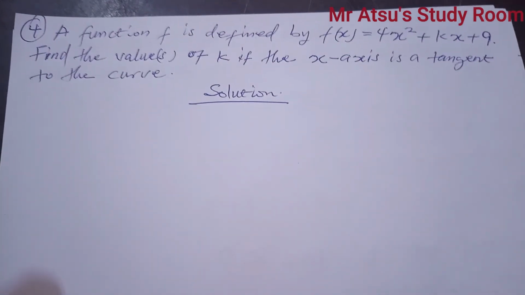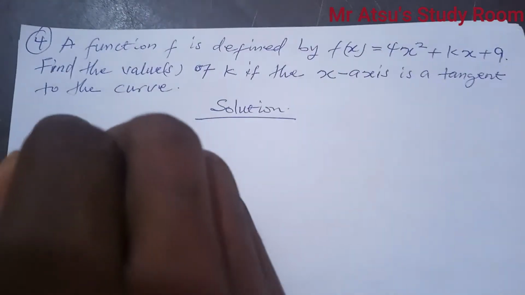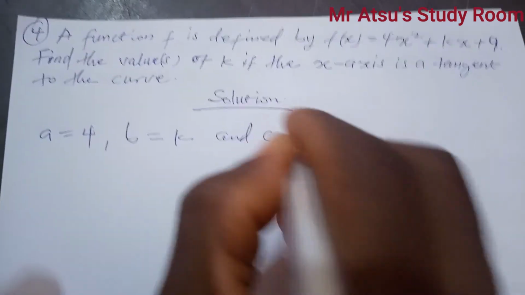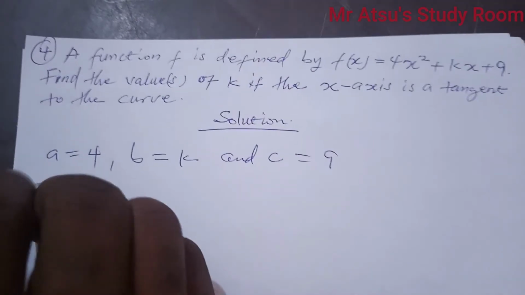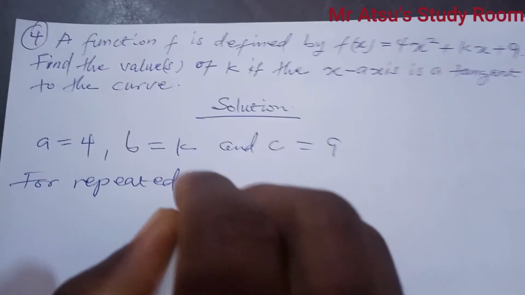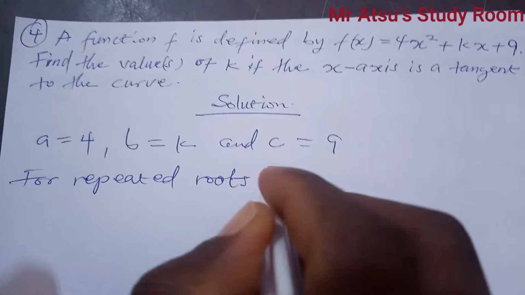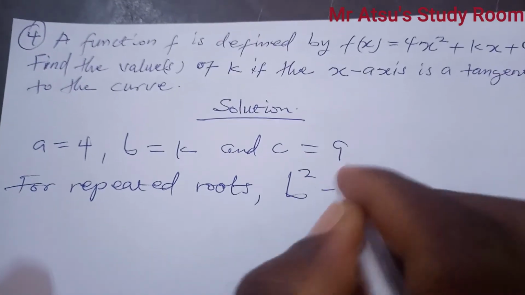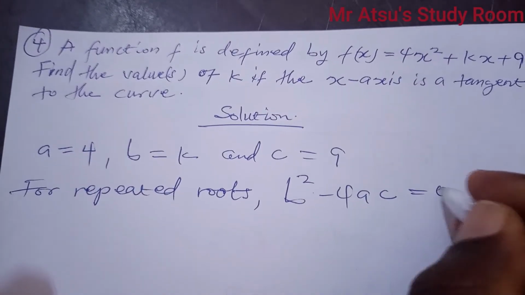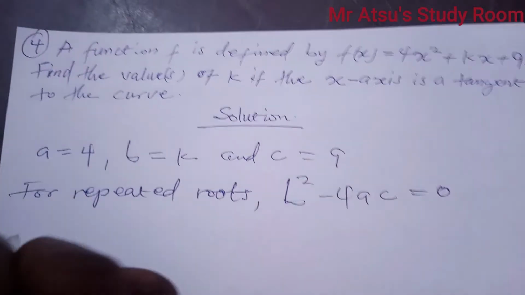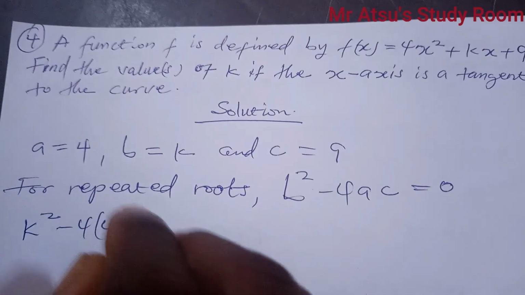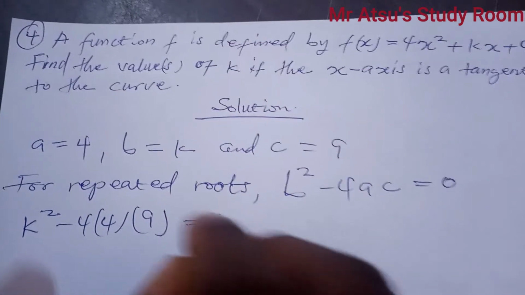And first of all, we have to list our a, b, and c. Our a is 4, our b is k, and our c is 9. And we know that for repeated roots, our discriminant will be equal to 0. That means k squared minus 4, our a is 4, our c is 9, equals 0.